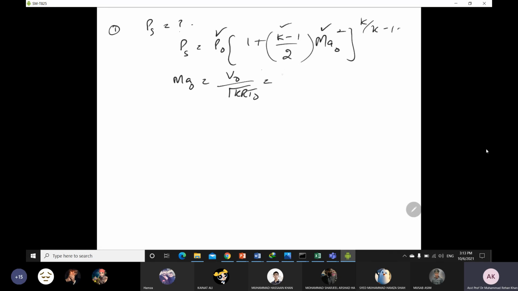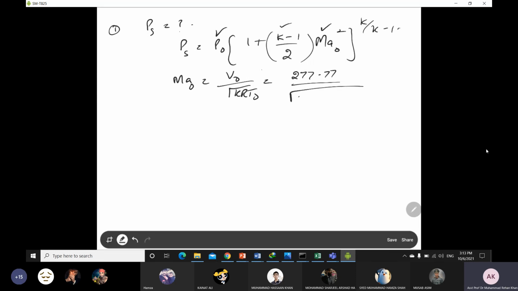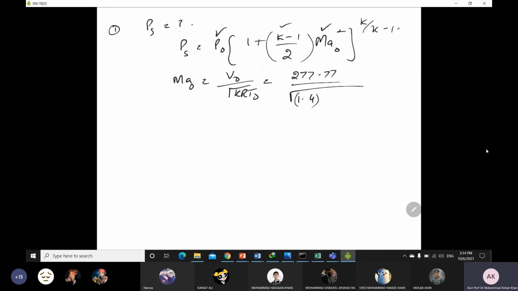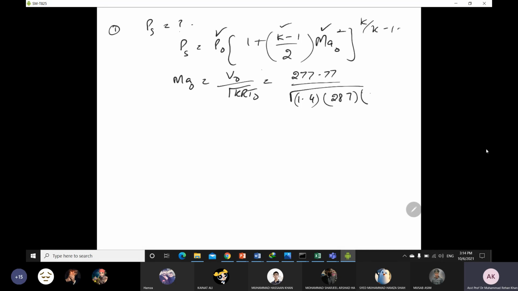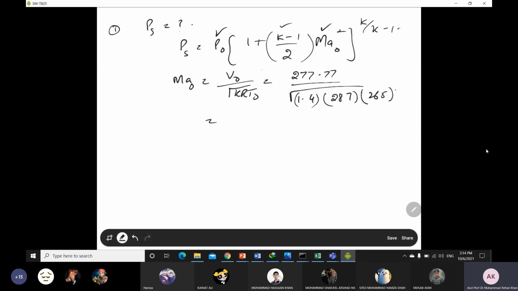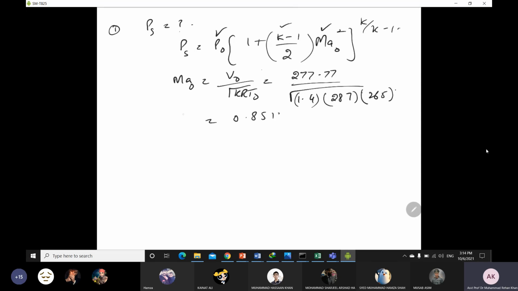So V naught is 277, under root 1.4, R value is 287 joule per kg Kelvin, and T naught value is known to you, which is 265. If you solve it, you will get the Mach number as 0.851. So the Mach number at point O is known to us.